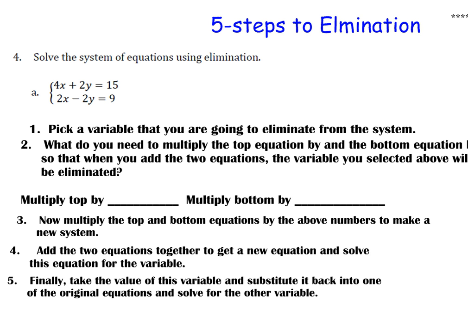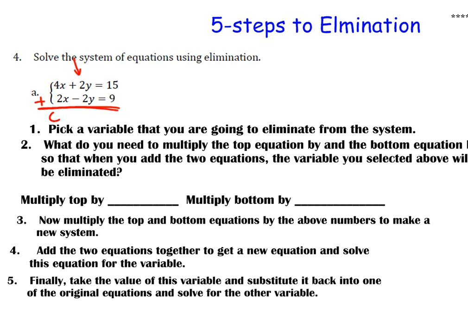Now, if you take a look at this system we have up here, I've already got positive 2y and negative 2y. They've already got the same coefficient. One is even positive, one is even negative. That's what I want. So I might have to manipulate this around a little bit to get that, but that is the end game. That is what I want. So here, I don't have to multiply the top equation or the bottom equation by anything. All I want to do is actually add these two.